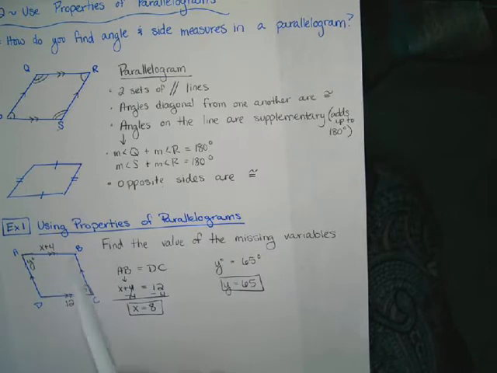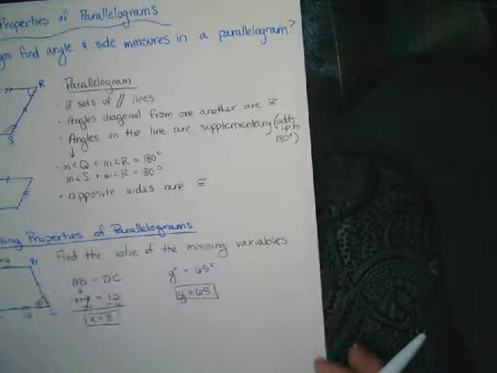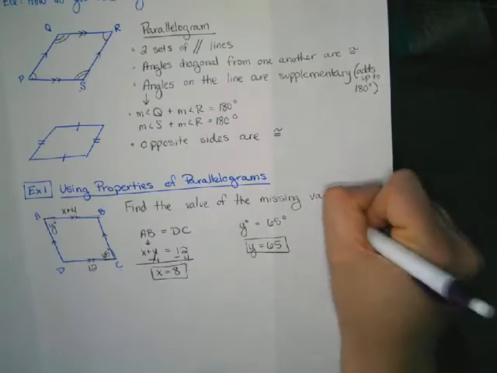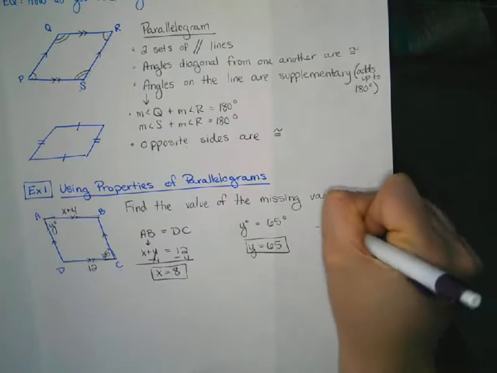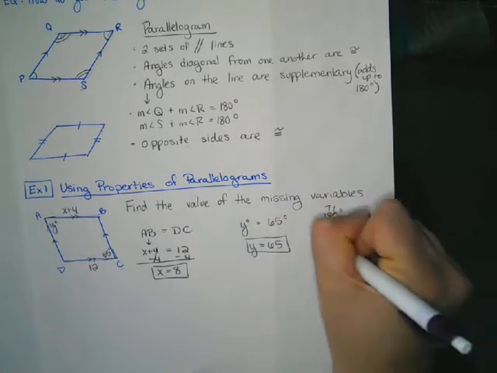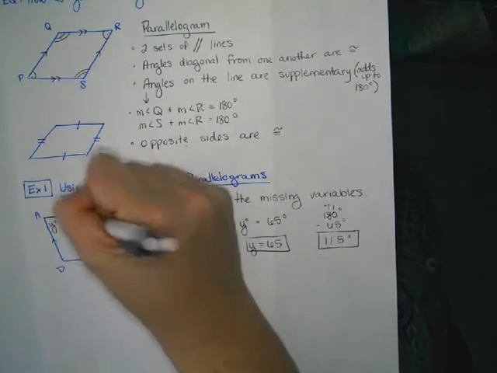Okay, now that you're back, this is what you should have done. 180 degrees minus 65 degrees, and I should get 115 degrees. So what that means is this angle right here is 115 degrees. And to check your work, you could add it with this one and make sure that they add to 180 as well.